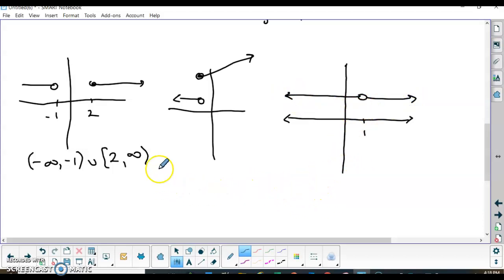So if we're looking at domain, these are domains that I'm listing here. I didn't do the domain for this one. The domain for this one is actually all the real values, but it is discontinuous when you look at the graph because it's made up of two different functions. If we look at this one, it's actually discontinuous at 1.